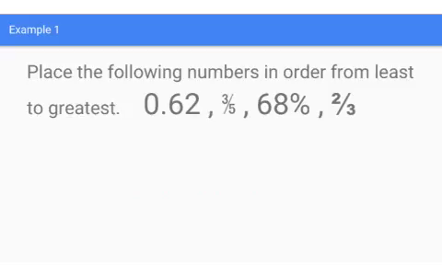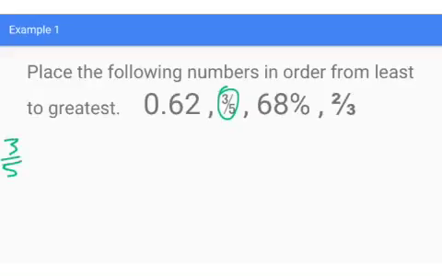Let's take a look at example one here. It says to place the following numbers in order from least to greatest. You can see we have a decimal here of 62 hundredths. We have a fraction of 3/5. We have a percent of 68%, and then another fraction of 2/3. The best thing to do is to make sure all of these are in the same format, and we will use decimals. So let's start with converting 3/5 to a decimal.